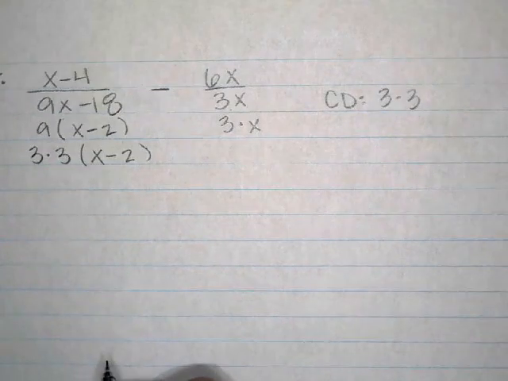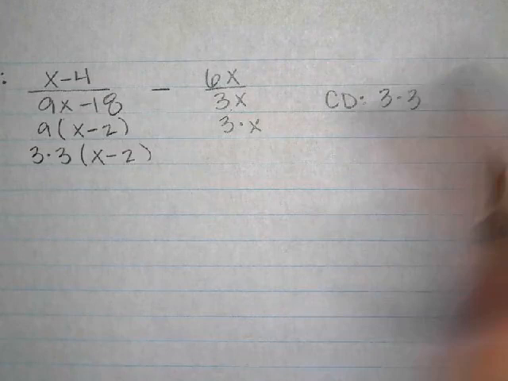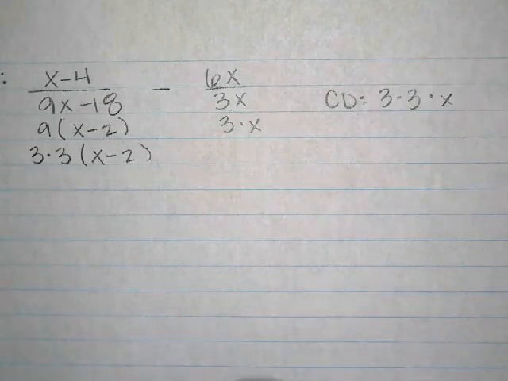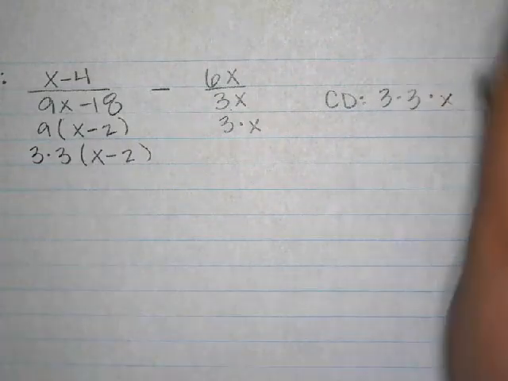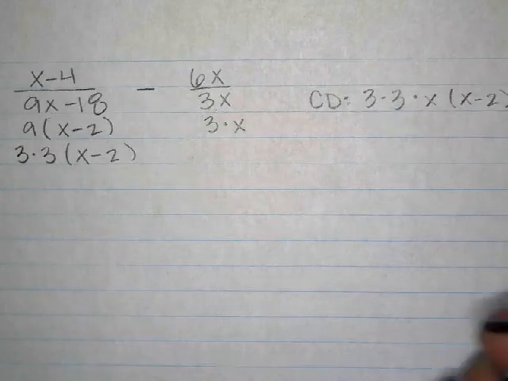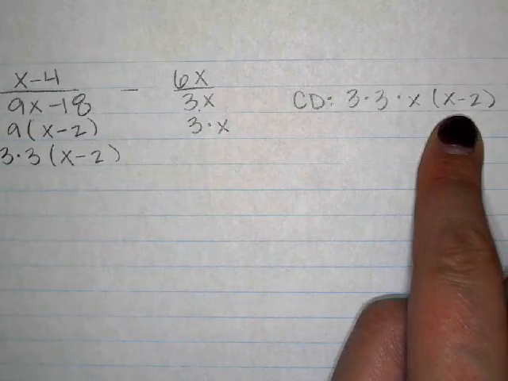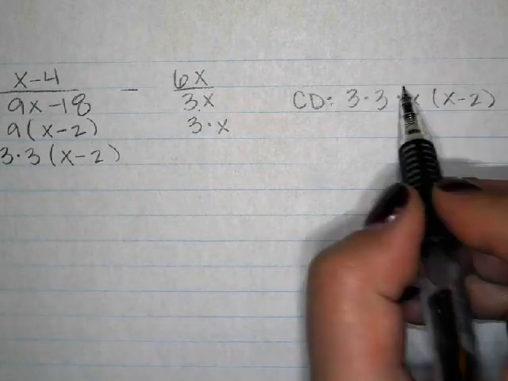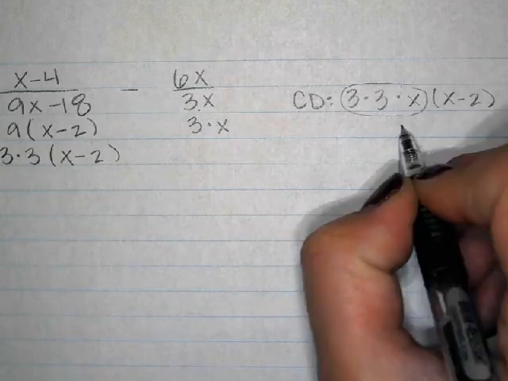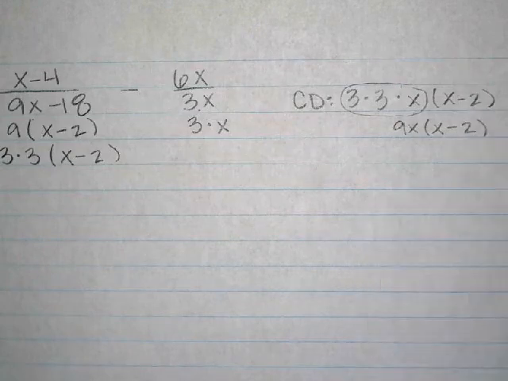What else do we need to have? We need to have an x, because that had an x that was plain. What else do we need to have? An x minus 2. So our common denominator needs to have 3, 3, x, and x minus 2. And if we clean that up a bit, 3 times 3 times x is what? 9x times x minus 2. There's our common denominator right there.